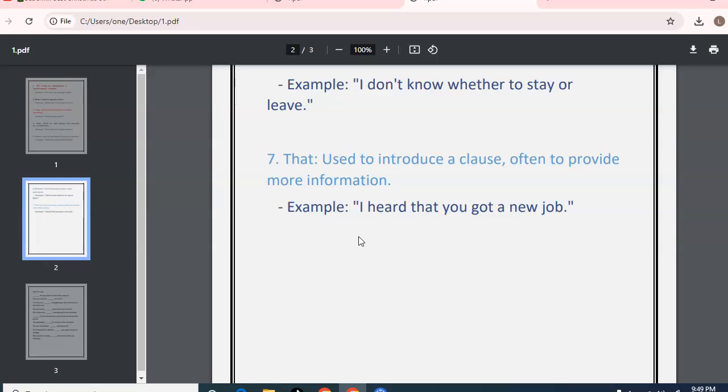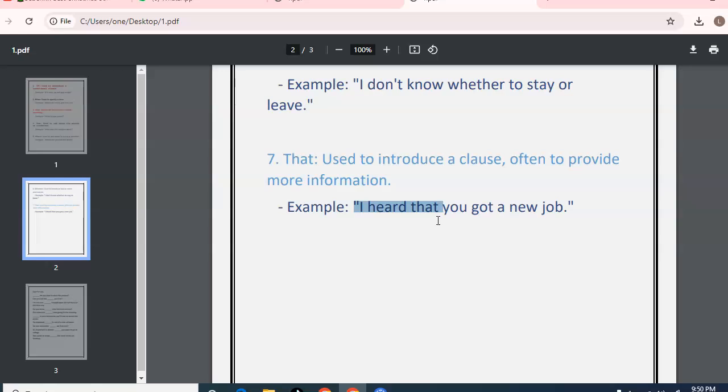Or, I hear that you got a job, this one. Or you also say, you say you got a new job. You got a new job is another clause. It means two sentences. If I remove this sentence, it will also have some meaning. Without this sentence it also has some meaning. That means a clause. So just remember that whenever we have to provide some information, we use that.